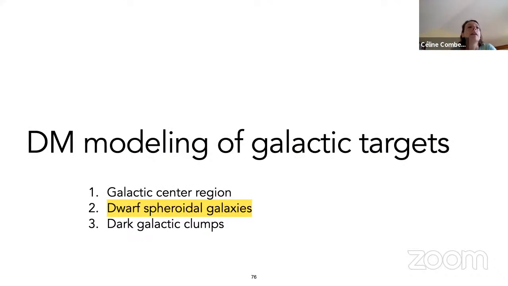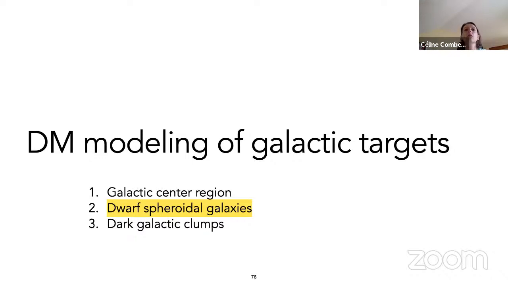Okay, so it's a bit strange, because despite the fact that this is probably one of the most interesting places to look at, and that there's so much going on in trying to understand what's happening at the galactic center, in terms of dark matter modeling, the model is quite straightforward. I'm going to spend a little bit more time now on the dwarf spheroidal galaxies.